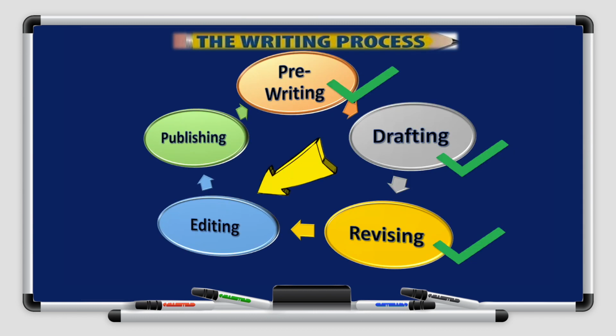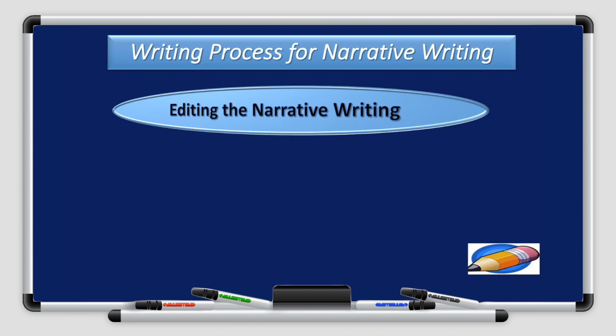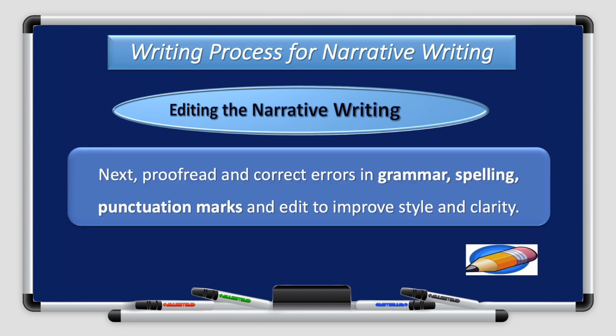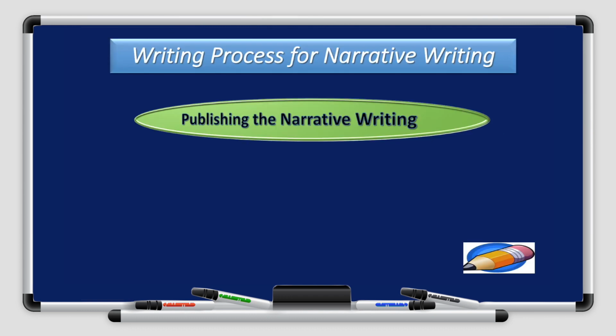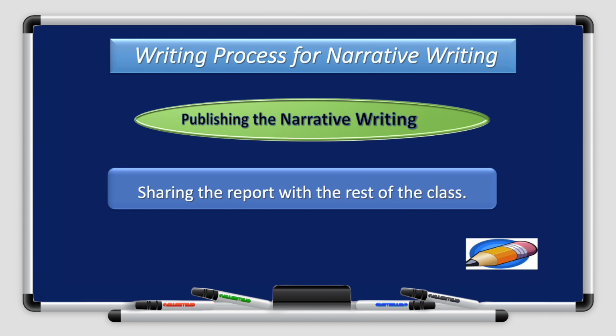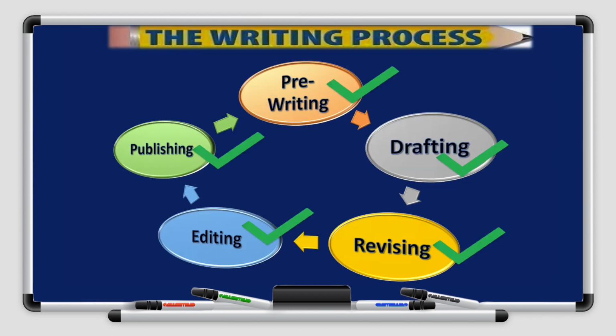After that, we have the editing stage. And in this stage, you will proofread and correct errors in grammar, spelling, punctuation marks, and edit to improve your style in writing and clarity. And finally, we have the publishing stage. This is when you have your final piece free of errors, and you will share your writing with the rest of the class. And here are the 5 stages for the writing process.